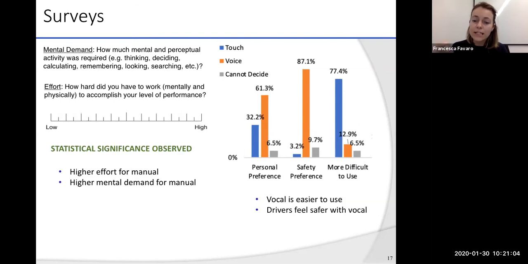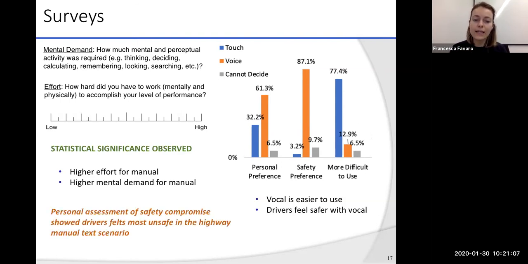The drivers felt safer with the vocal. And then this was a big one. We were asking them about the safety compromise, and everybody said yes, they felt most unsafe when using manual texting, and in particular manual texting in the highway scenario, which makes sense because they were traveling at a higher speed. So they felt most unsafe there. They also said they thought they performed better when using the vocal interface.